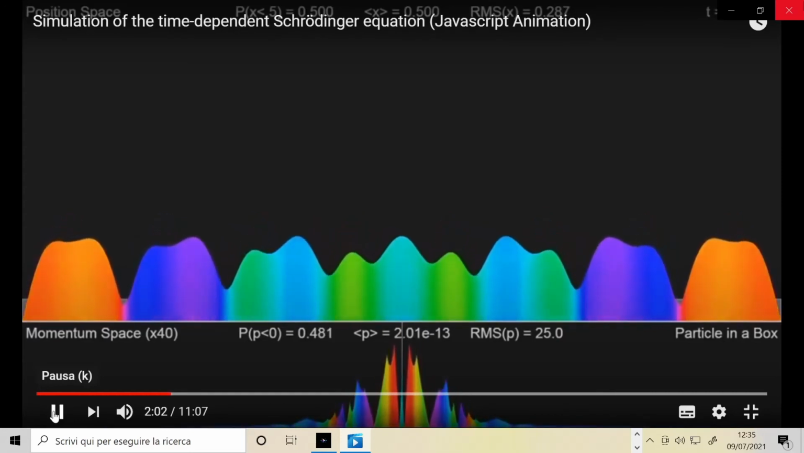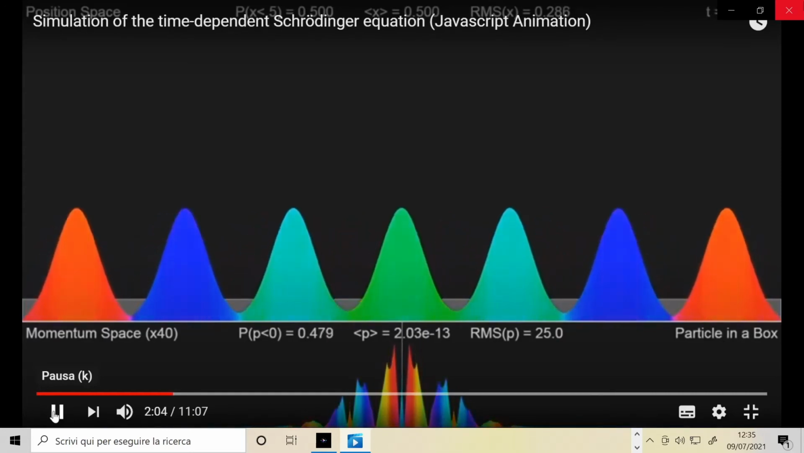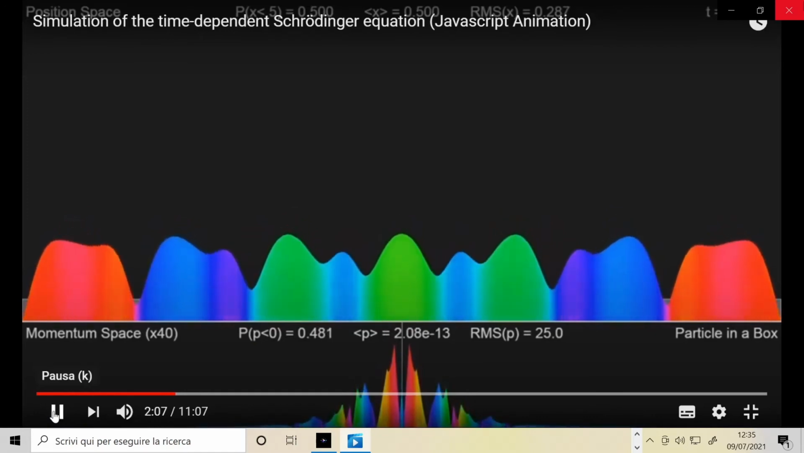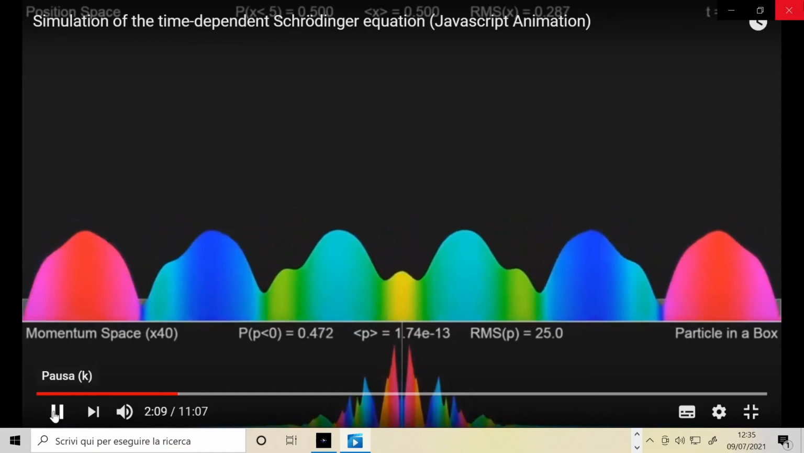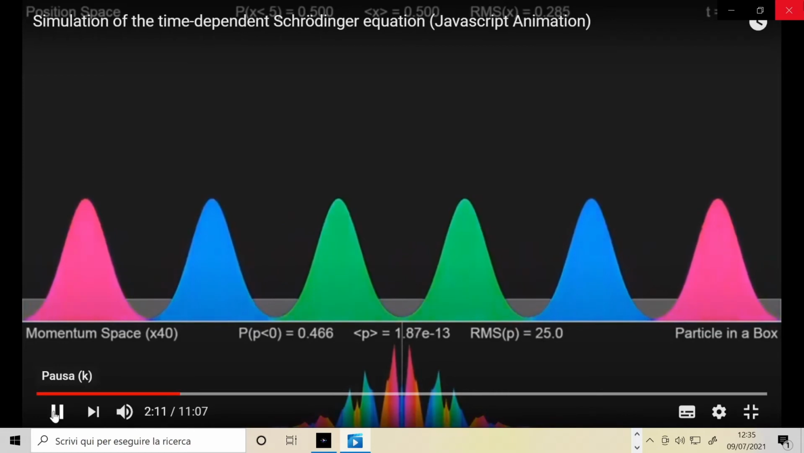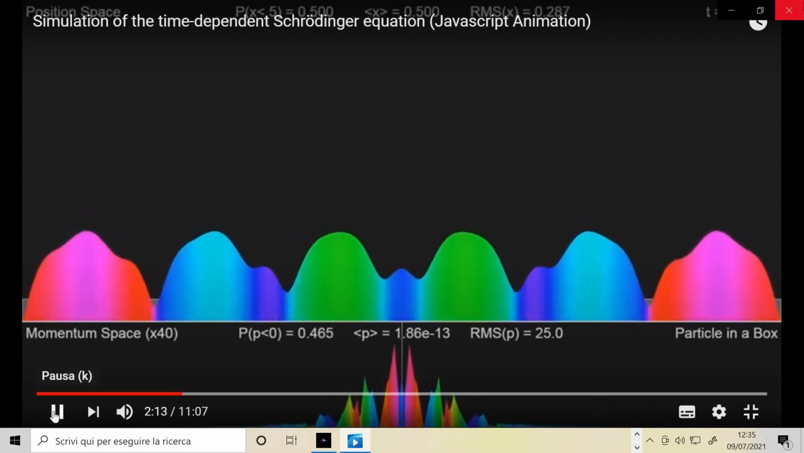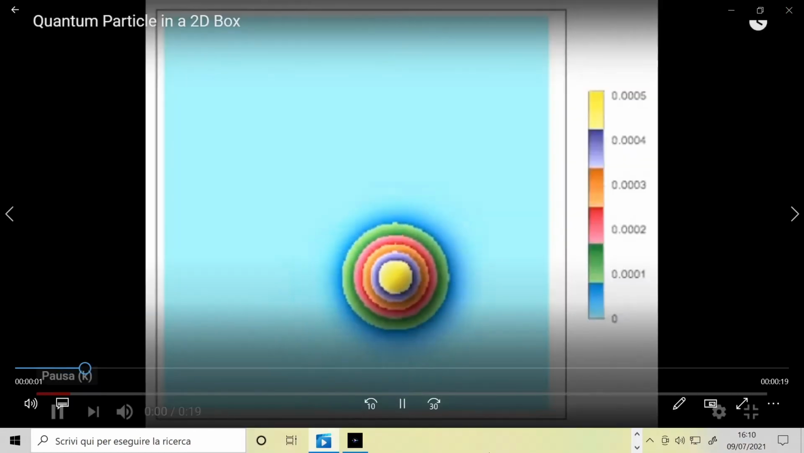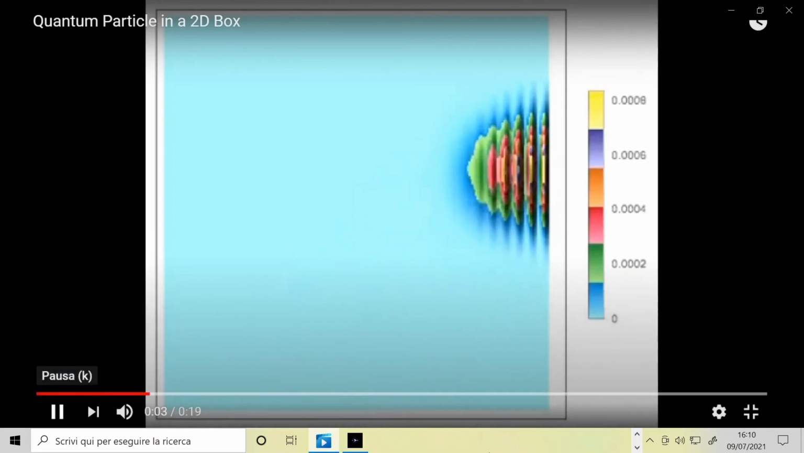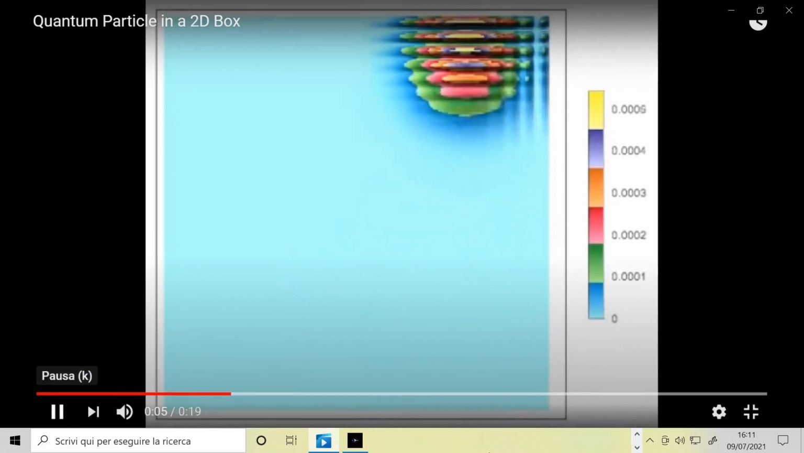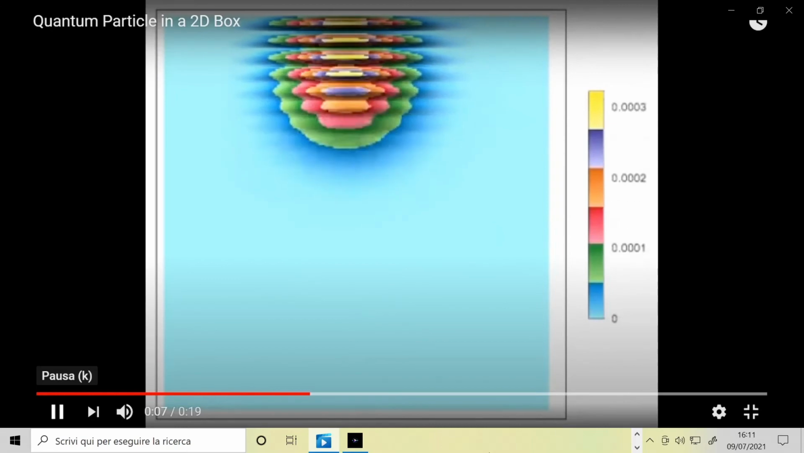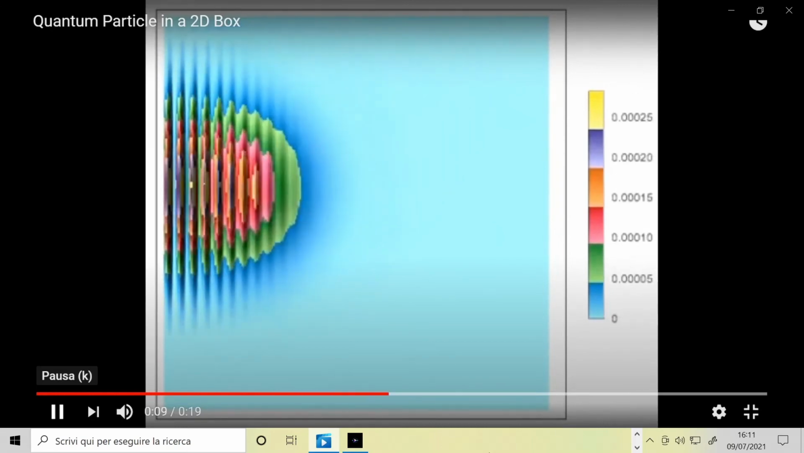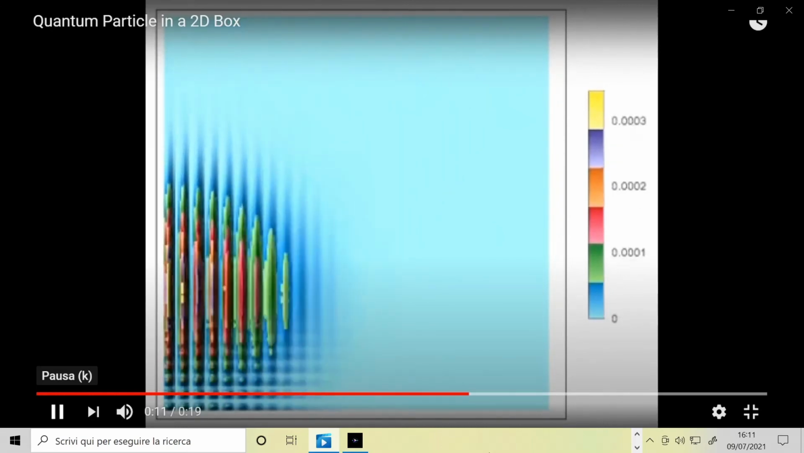The next simulation refers to a quantum closed in a two-dimensional box. In this case, the different color gradations are used to indicate the areas where the wave function assumes higher or lower values. Also in this case, the initial wave function is localized, but over time it delocalizes, until it extends to the entire surface of the box, presenting the classic maximum and minimum interference fringes.